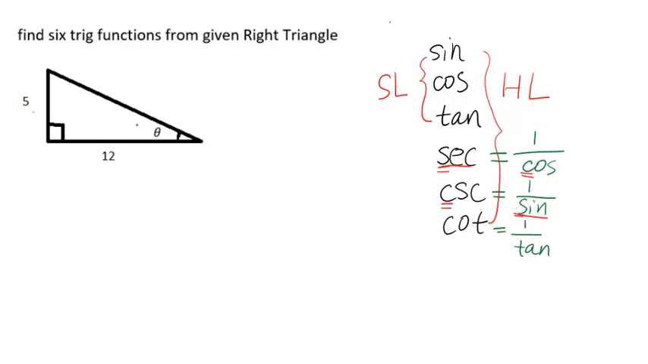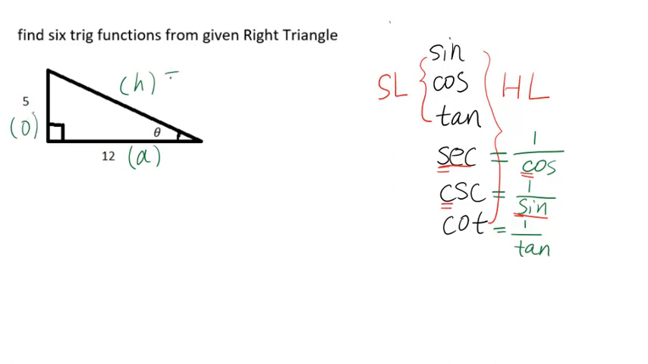Let's look at number 1. You are given 2 legs, and for SL, we need to figure out 3 trig functions. For HL, you need to figure out all 6 trig functions. When you have something like that, you need to figure out the hypotenuse. This is the adjacent side. This is the opposite side.